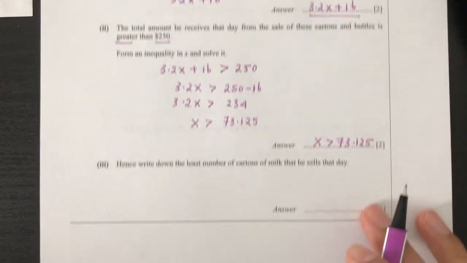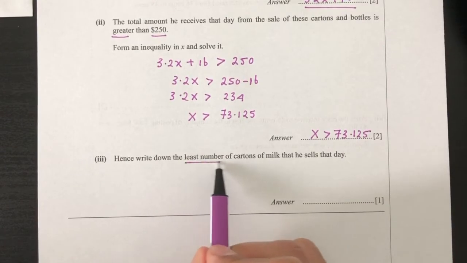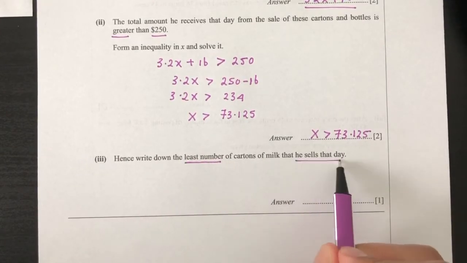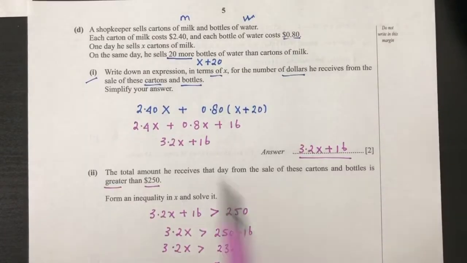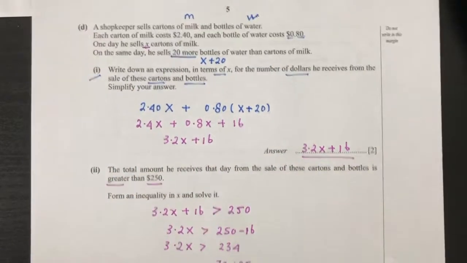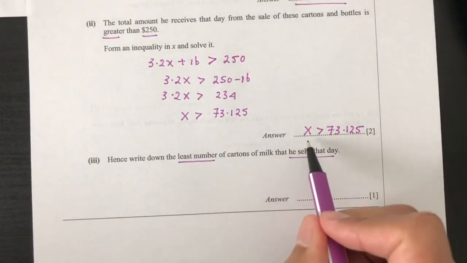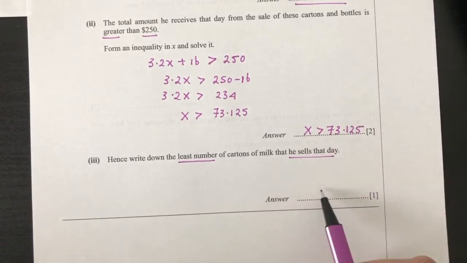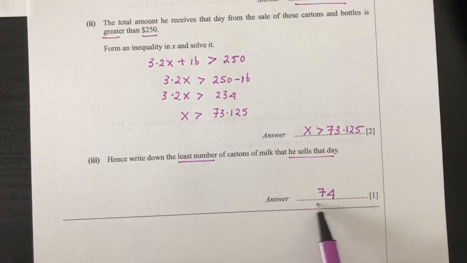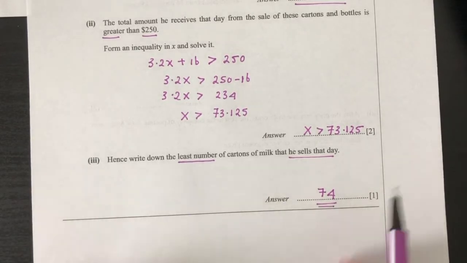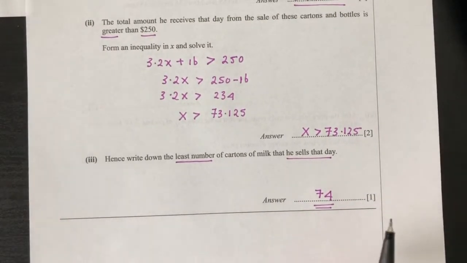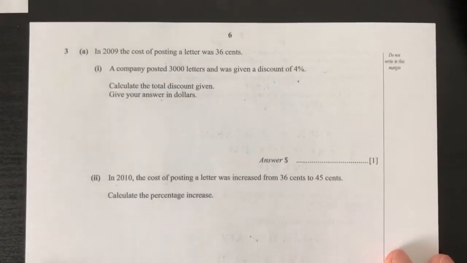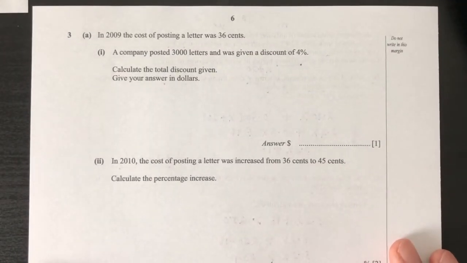Now for part 3, hence write down the least number of cartons of milk he sells that day. So let's find out. x is the number of cartons of milk. So he sells more than 73.125. So the next integer will be 74. So he sells at least 74 cartons of milk on that day. And I think that will be question number 2. Let's move on to question number 3.